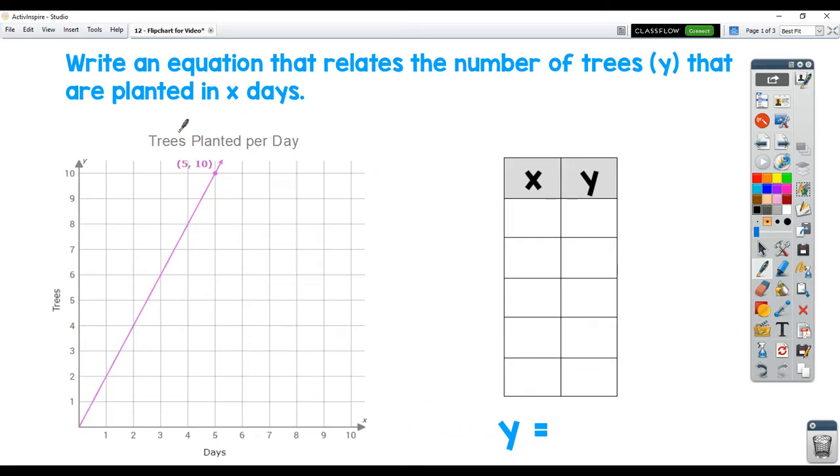You can always check the title for our graph to make sure we understand what we're looking at. This says trees planted per day. So you see down along the bottom are our days. That's usually where we're going to find our time, and then our y-axis shows how many trees are planted on each one of those days.